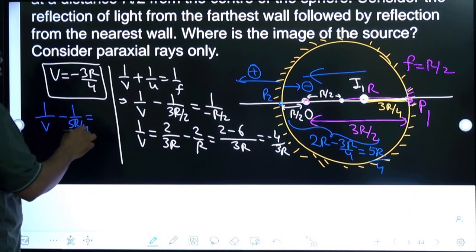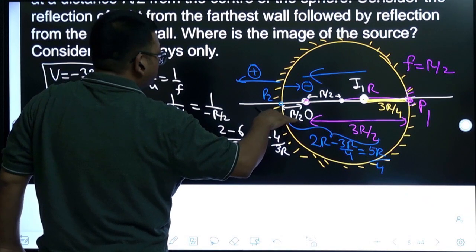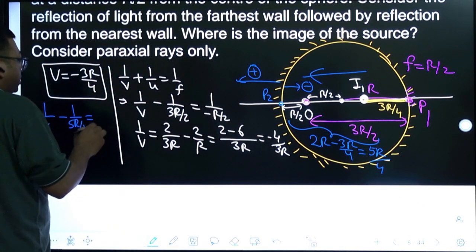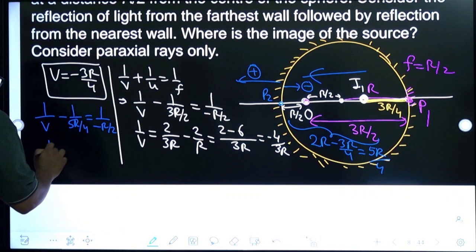5r by 4 is equal to 1 by focal length for this side. Focal length is still negative for this side. So focal length is going to be negative, so minus r by 2. Now you calculate, this will be the answer to this calculation.